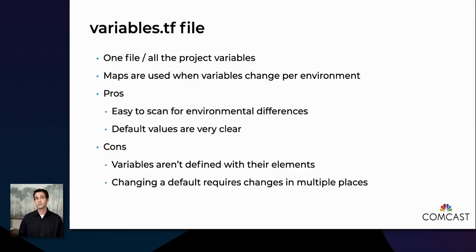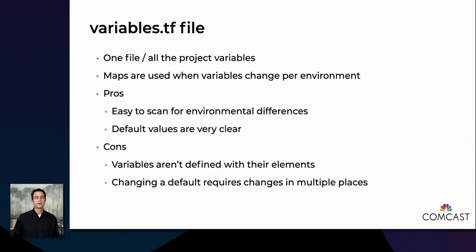The second approach, which we use sometimes, is one variables.tf file. This is one file which contains all of the project variables. In this case, we use maps whenever the variables change per environment, and we use singular values for the defaults. The pros for this is that it's very easy to scan for environmental differences because they're all defined right next to each other. Additionally, the default values are very clear. They're the only singular values in there. All of your environment-specific variables are referenced by map.